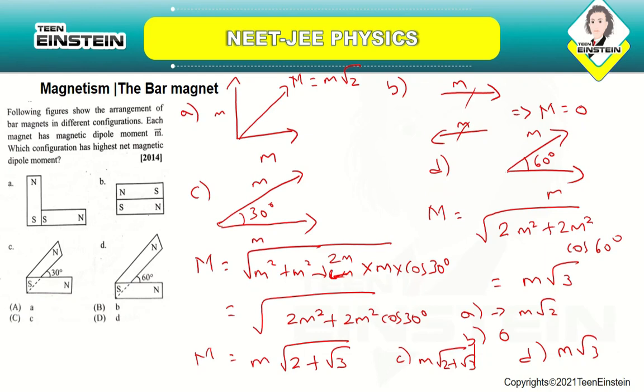So in these four configurations, we can easily say that configuration 3 has the maximum net magnetic dipole moment. So the correct answer is option number C. Okay, so configuration C only has the highest net magnetic dipole moment.